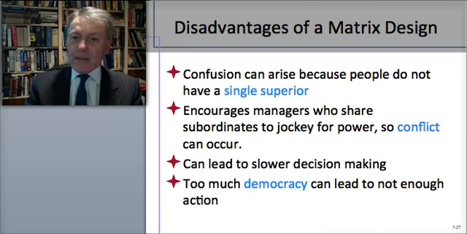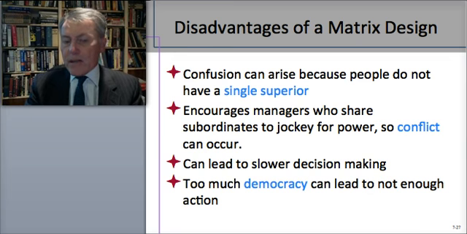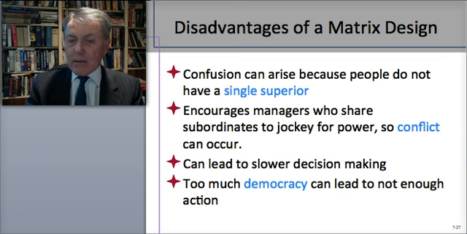The disadvantages of a matrix organization are many. Confusion can arise because people do not have a single superior. This violates the precept of unity of command, where we have one staffer reporting to one supervisor, to one boss. Another disadvantage of a matrix design is that it encourages managers who share subordinates to jockey for power, so conflict can occur. It can lead to slower decision making because we have two supervisors fighting over the same staffer. Too much democracy can lead to not enough action.